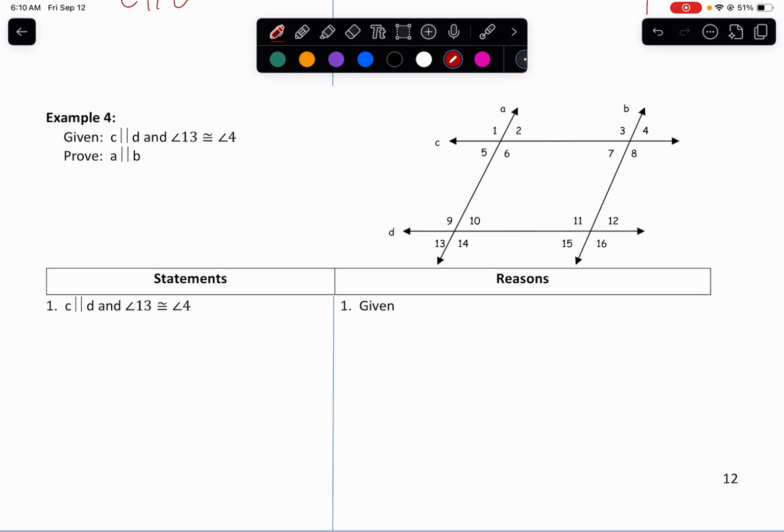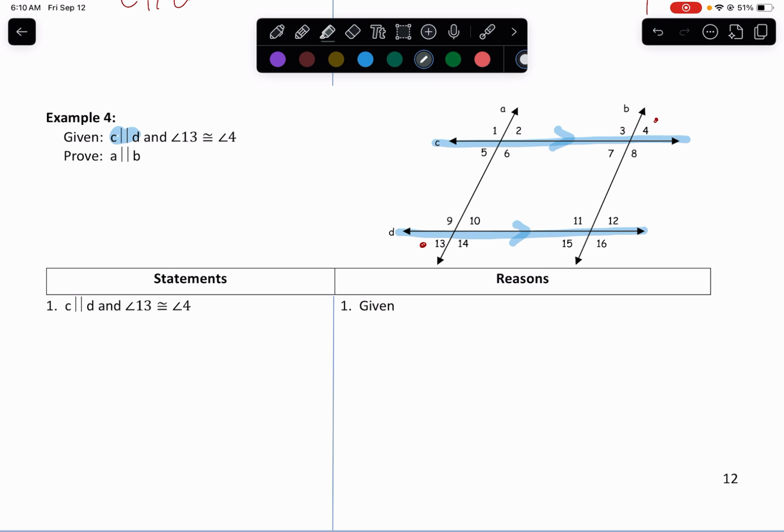So I'm going to do one final one. We're going to use angle 13 as congruent to angle 4. And we're told that C is parallel to D. So I want to think about candidates for what I would want to say 13 is congruent to or 4 is congruent to using C as parallel to D. Since 13 came first, I'll start with that.